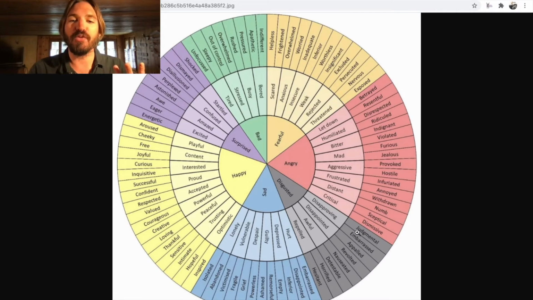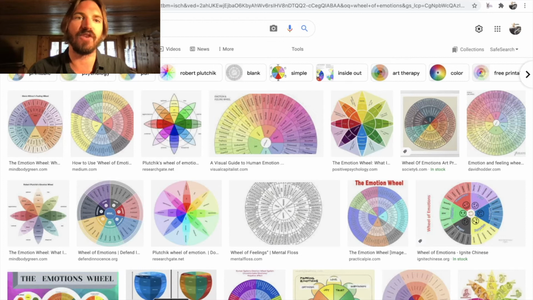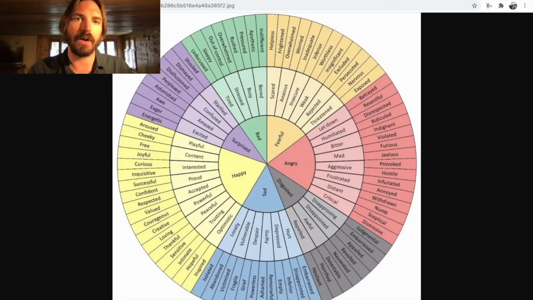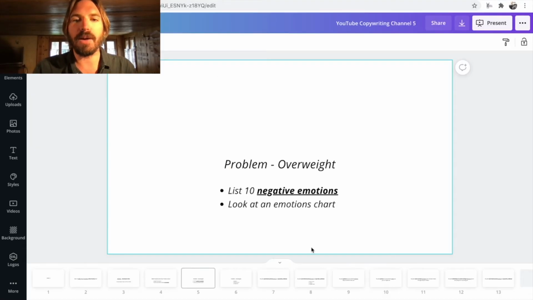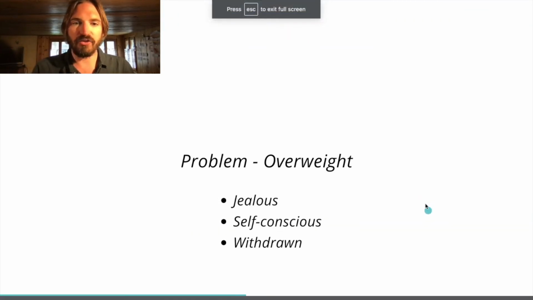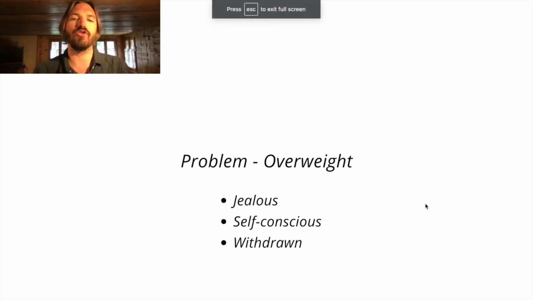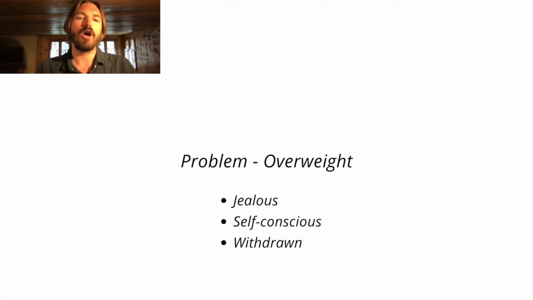Once you've pulled up a few emotions off this emotions chart, and by the way, if you want to find this emotions chart, just type "wheel of emotions" into Google. You'll get this. And then we'll come back to our presentation. I've just listed 3: jealous, self-conscious, withdrawn. Easy ones to run with.